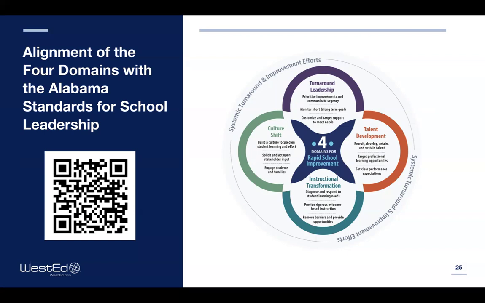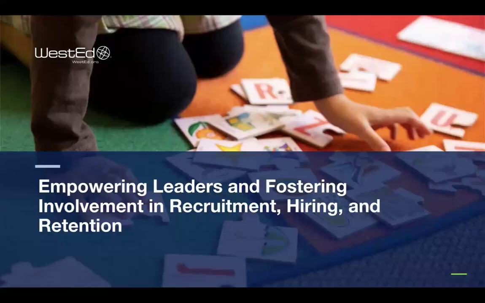As we progress through this session, you will have the opportunity to explore strategies that will help you advance through the continuum of practice for Standard 3, Managerial and Operational Leadership. You've moved towards becoming a transformational leader who recruits, hires, places, inducts, develops, and retains a diverse and effective staff, ensuring that all students have access to high-quality educators, empowering leaders and fostering involvement in recruitment, hiring, and retention.